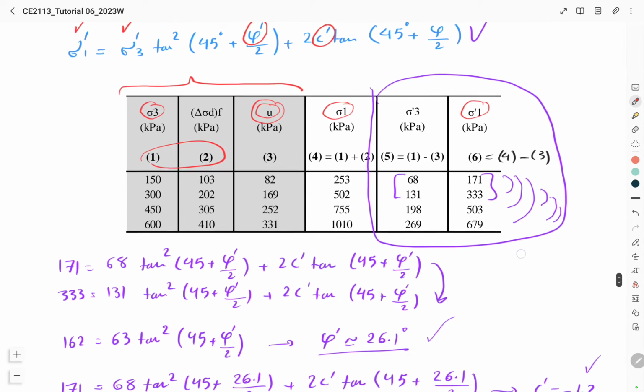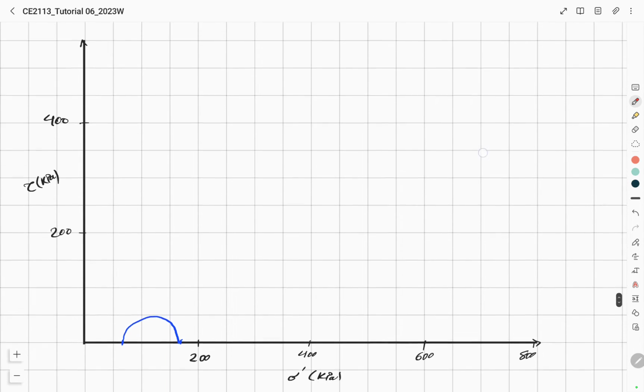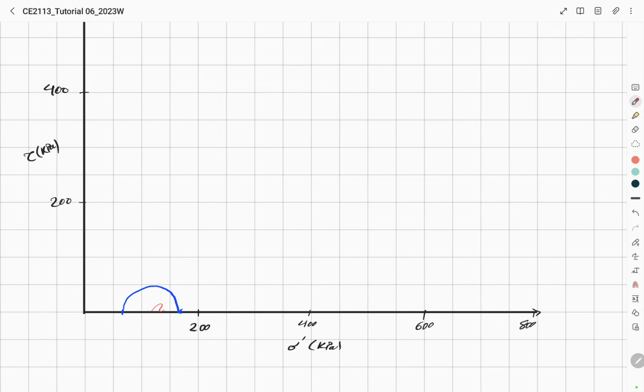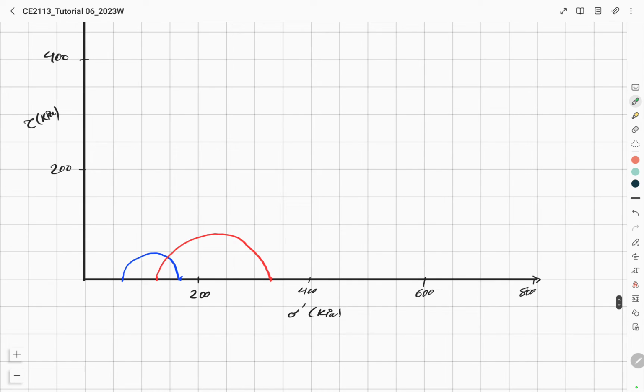For the second one, we have 131 and 333. So 131 would be around here, and 333 would be around here. So the second Mohr circle would be like this. For the third test, 198 and 503, so somewhere here and here. The Mohr circle would be like this.